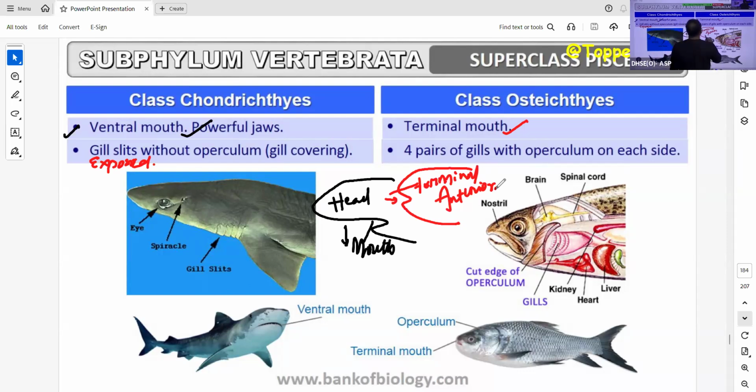Then 4 pairs of gills with operculum. तो इनमें बेसिकली 4 pairs of gills होती है with a covering called operculum. ठीक है, one on each side.